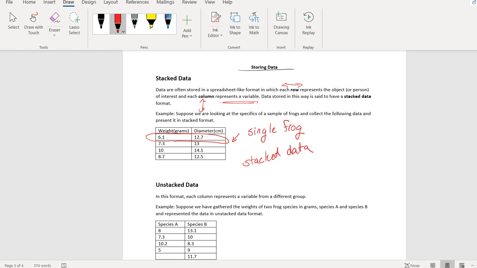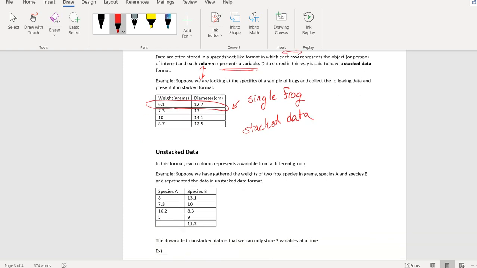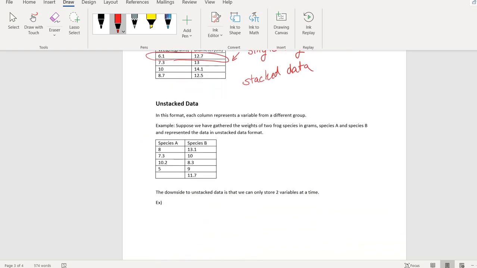So having data in stacked form is very useful, especially when we get into chapter 4, when we get into correlation. Now, unstacked form is where each column represents a different group. As well, we can tell that this is stacked because if we circle a row, these are talking about two different frogs. So it's talking about a frog that belongs to species A and then another frog that belongs to species B, which means that it's unstacked.